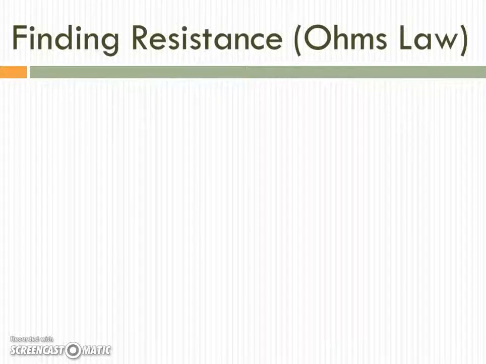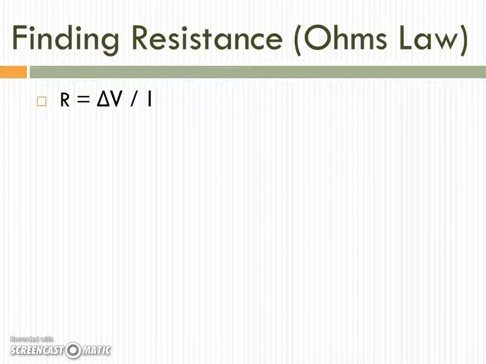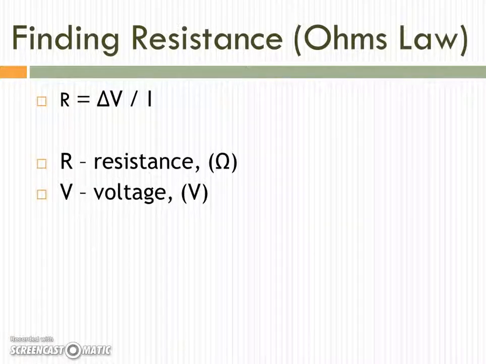And there is a way to find resistance. It's called Ohm's law. There are a couple of ways that you can write this, but for today we're going to write it as R equals delta V over I, where R is your resistance in ohms, V is your voltage in capital V, your volts, and I is your current in amps.